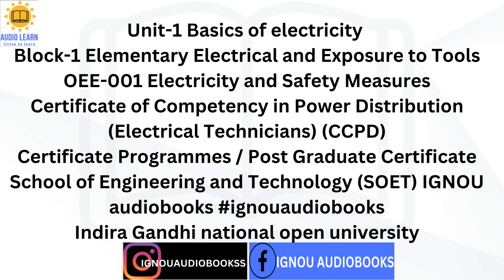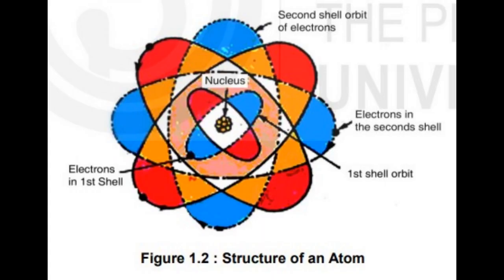The matter consists of molecules. The molecules are made up of one or more atoms. Atoms of different types may combine to make a molecule. 1.2.2 Atomic structure. An atom is the smallest particle of any element which can be identified.